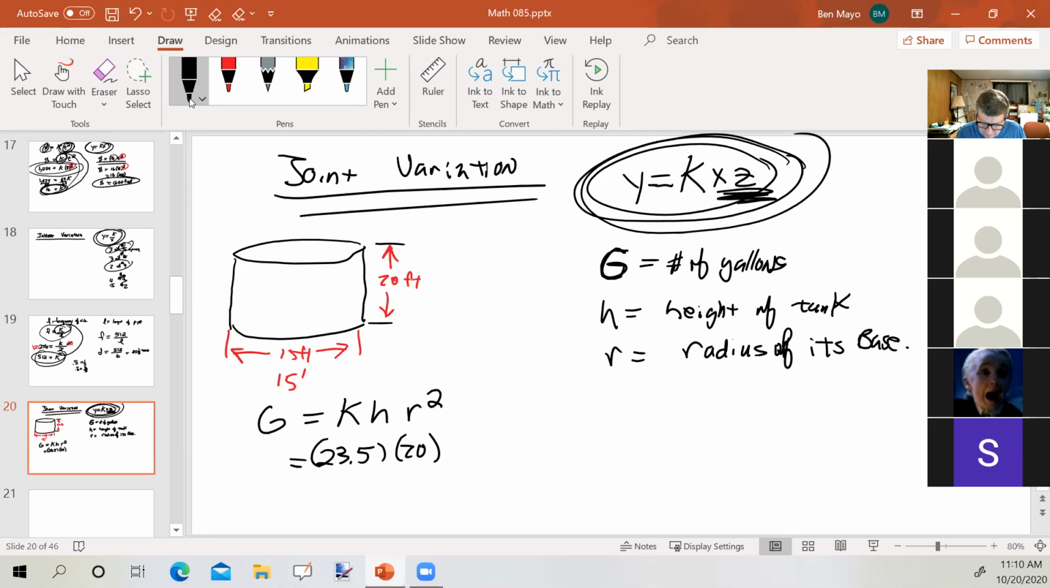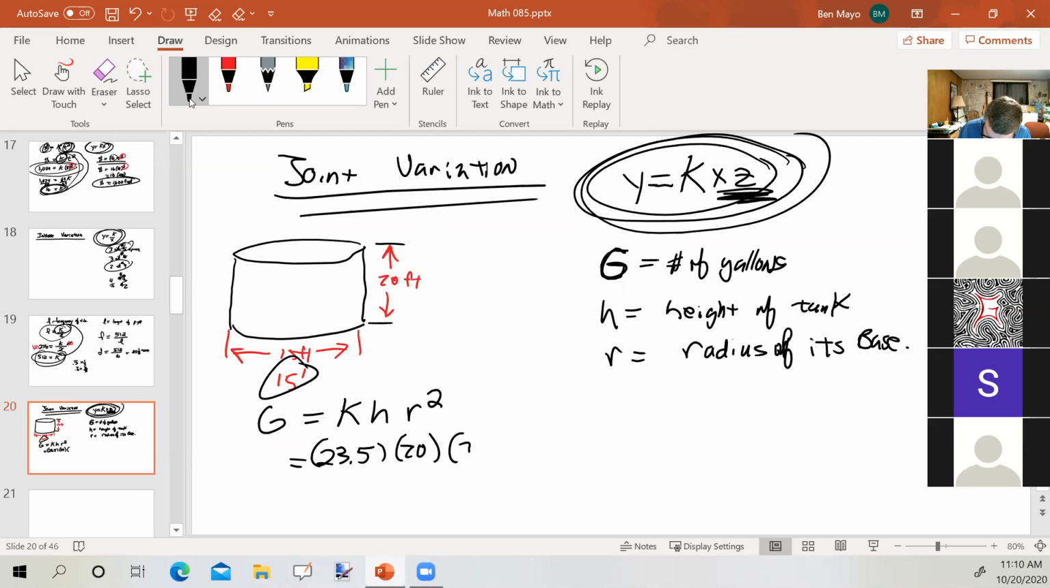Wouldn't you have to do 15 squared to find R or no? Wait, it'd be half of 15, wouldn't it? Yeah, 7.5. This is the diameter, so R would be half of that, which would be 7.5. And then we're going to take that and square it. Do you see where that makes sense? Okay, good.